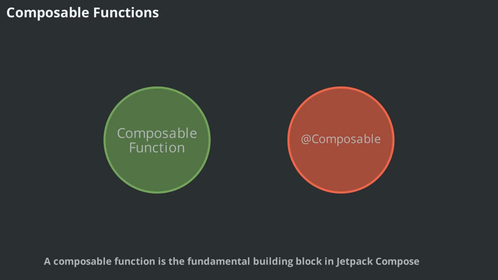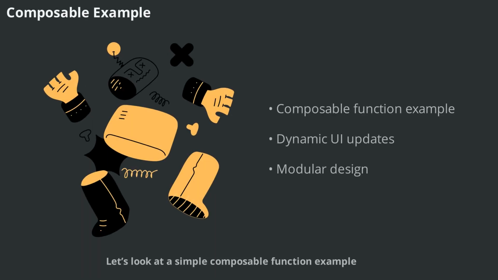Composable function is the fundamental building block in Jetpack Compose. By marking a function with the @Composable annotation, you enable Compose to track and manage the UI it represents. Composable functions define pieces of UI in a declarative way, automatically handling updates whenever the underlying data or state changes. This makes UI development more predictable and maintainable. For example, you can create a greeting composable that displays a personalized message, and Compose will update it whenever the name parameter changes. Let's look at a simple composable function example.